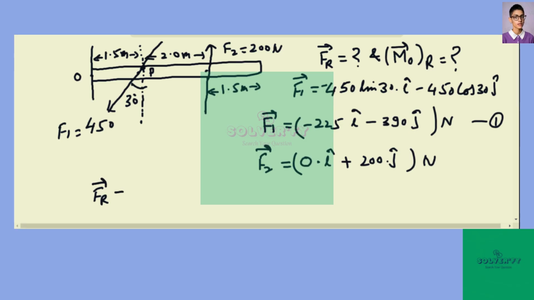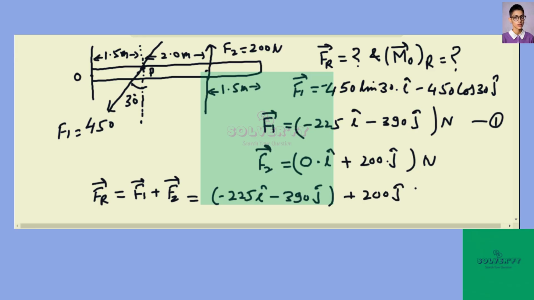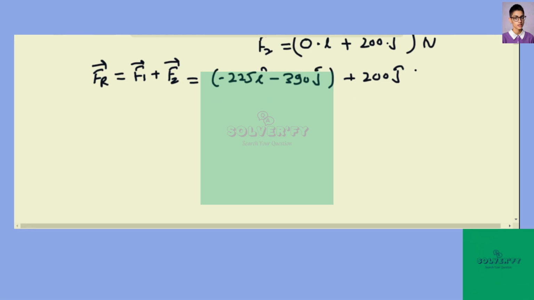The resultant force on the beam is the vector addition of F1 and F2. So F1 plus F2, you may substitute the value: F1 is minus 225 I cap minus 390 J cap, plus F2 that is 200 J cap. On solving, we can write the resultant force having the value minus 225 I cap minus 190 J cap Newton.